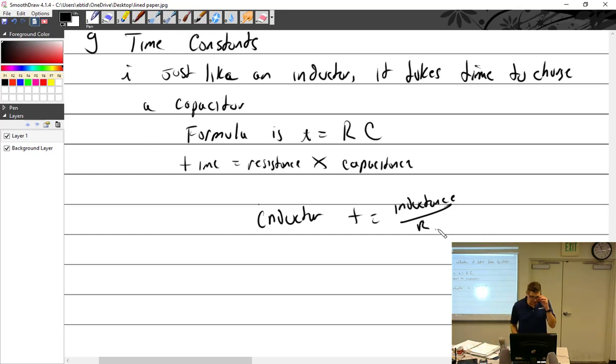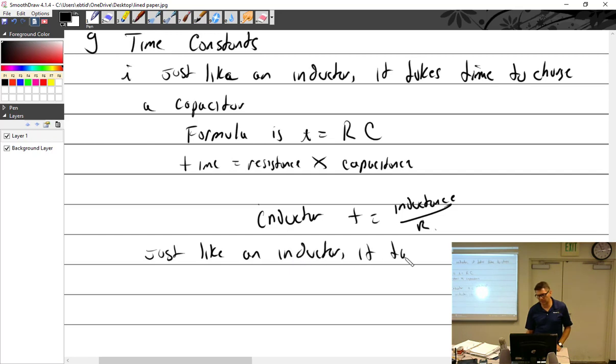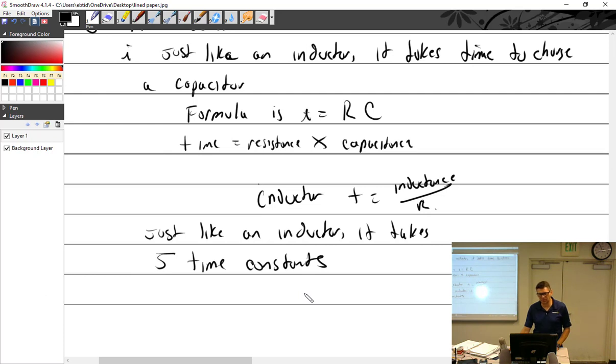So how long does it take? Just like an inductor, it takes 5 time constants. And that's all I have to say about that, because we already know what time constant is and how it came up with it and everything else.